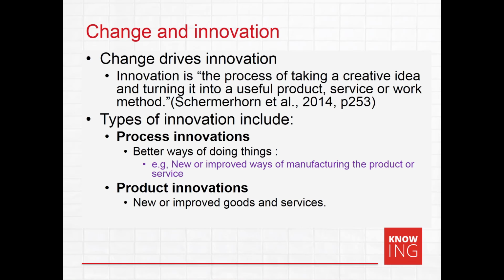There are two types of innovation: process innovations and product innovations. As you can see on the slide, process innovations refer to better ways of doing things, while product innovations refer to new or improved goods and services.